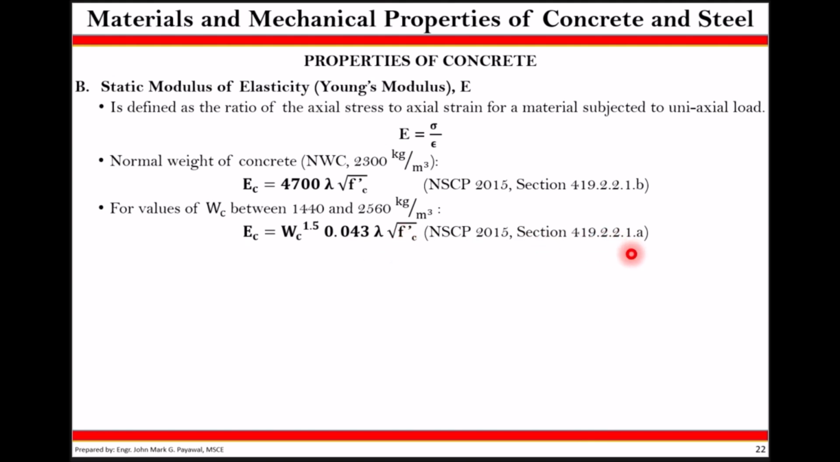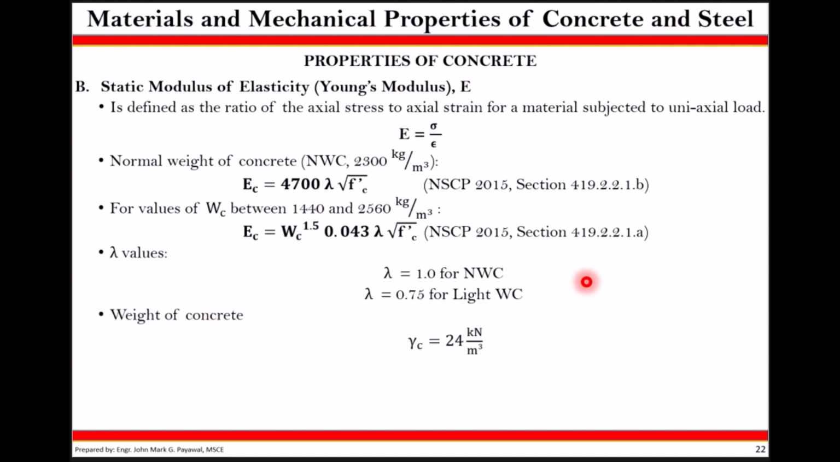419.2.2.1.a. So what is lambda? Your lambda here could be taken as 1.0 or 0.75. It will be equal to 1 for normal weight concrete, and equal to 0.75 for lightweight concrete. Weight of concrete is normally 24 kilonewton per cubic meter unless specified.